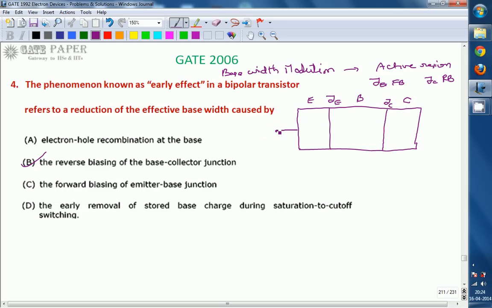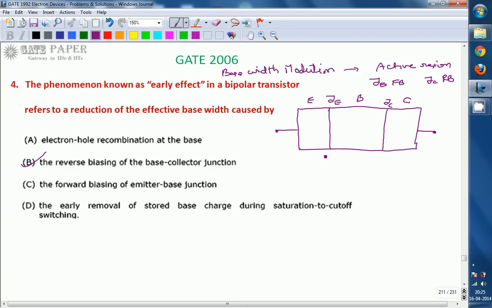If no voltages are applied, these two junctions, the emitter base junction and collector base junction, are under open circuit. Under open circuit a depletion region is formed between emitter and base as well as collector and base, but it is very small and can be neglected, so we don't show the depletion region. We draw only vertical lines.